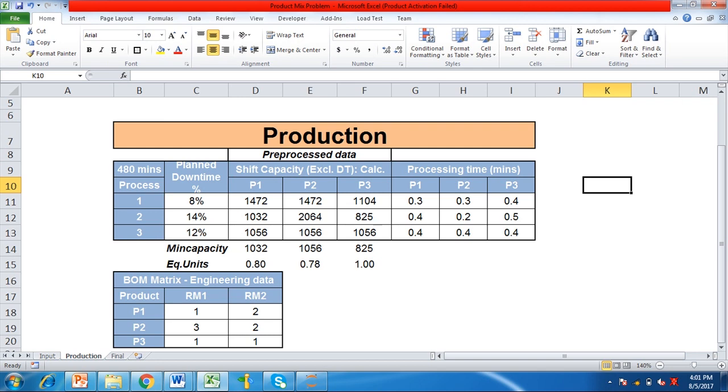The shift available time for each process is calculated by deducting downtime from the total available time. These time durations are then divided by the respective processing time for the product on the processes. The divided numbers are rounded down for accommodating practical consideration in production. The minimum capacity for each product is the minimum capacity among all the processes. The product with least capacity is the standard product and we compute equivalent units of the other products.